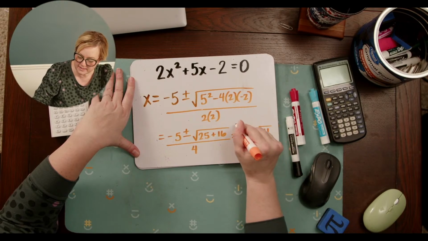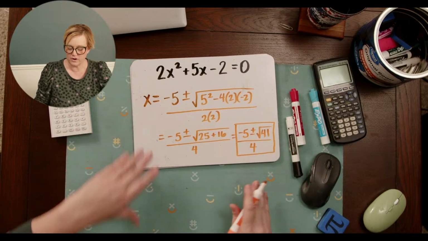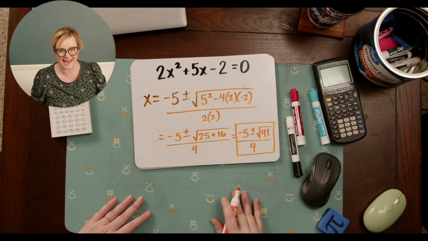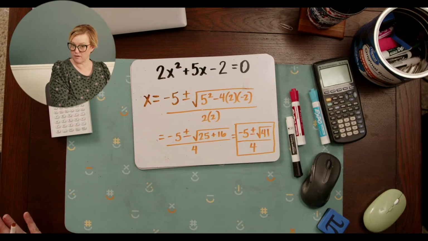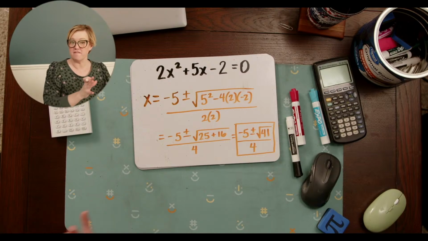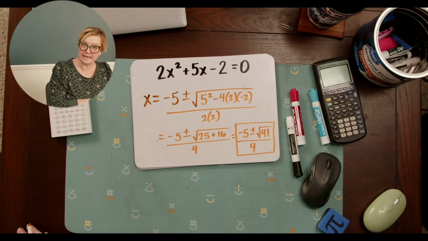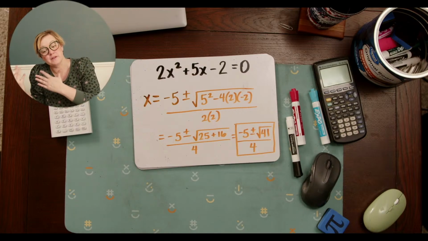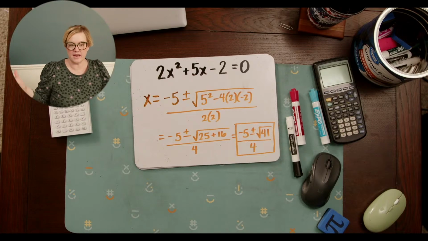So this gives me my two solutions. These are my two spots where it's going to cross the x-axis. So it's going to be at negative 5 minus root 41 over 4, and it's going to cross at negative 5 plus root 41 over 4. Okay, so that's what it is.